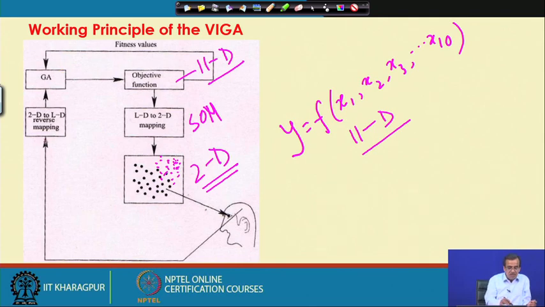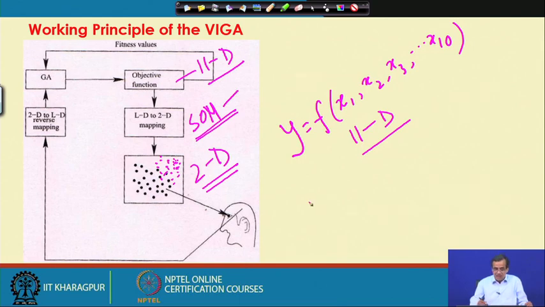So, this particular 2D dimension, we will have to convert it to the LD dimension, and we will have to go for the reverse mapping. Now, how to carry out this reverse mapping, that I am going to discuss. If I use a self organizing map, this is a topology preserving tool. So, whenever I am doing the mapping from higher dimension to lower dimension.